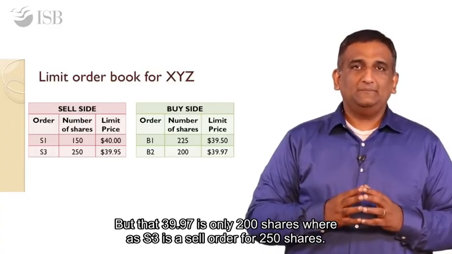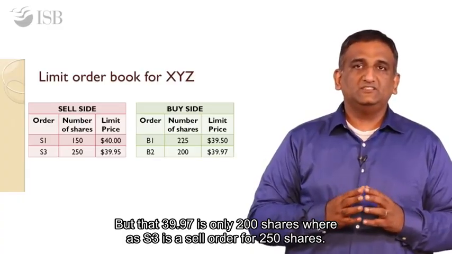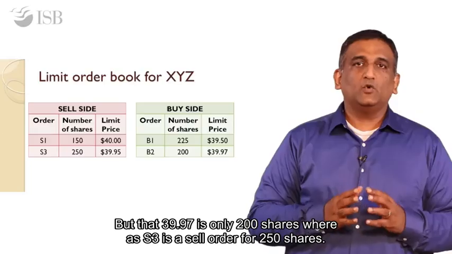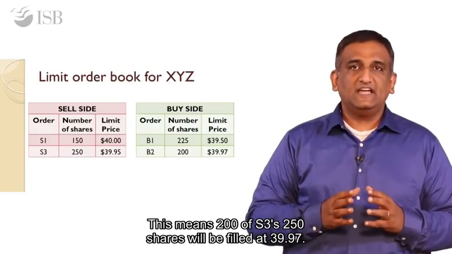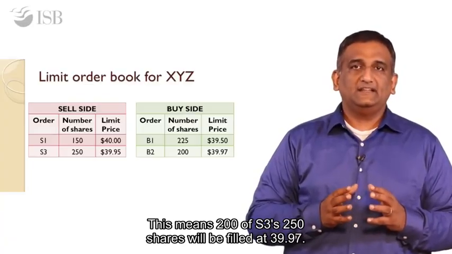But the depth at $39.97 is only 200 shares, whereas S3 is a sell order for 250 shares. This means 200 of S3's 250 shares will be filled at $39.97.